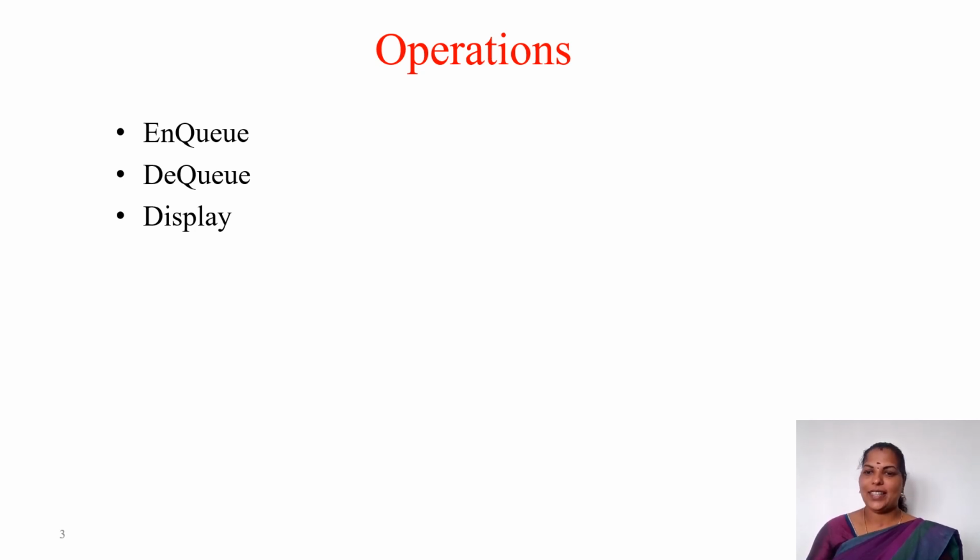We all are aware that we can perform two main operations in queue. One is the EnQueue operation, that is insertion, and another is the DeQueue operation, that is deletion operation. The display operation is to display the contents of the queue. We know that insertion is performed at one end and deletion is performed at the other end.